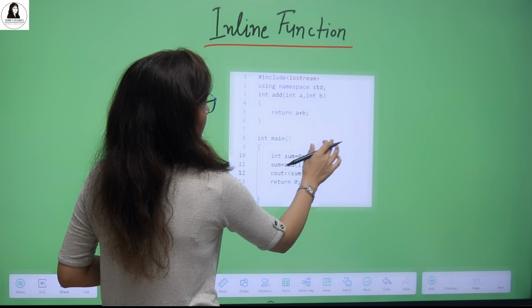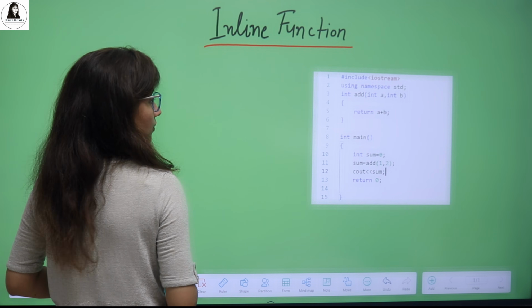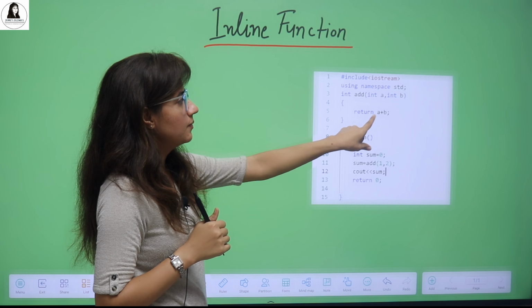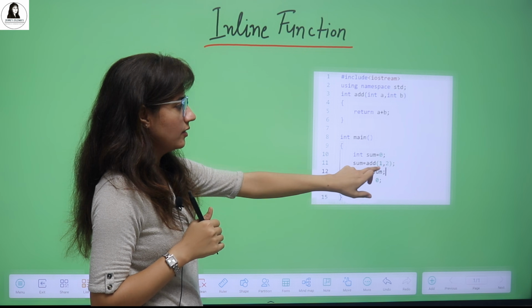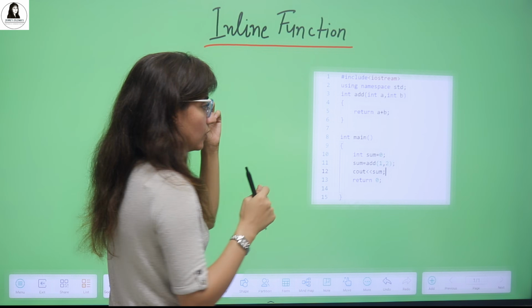We have this program, basically a small program. Here we are just adding two numbers. This is the function definition: add, with two parameters a and b, returning a plus b. And here we are calling this function add and passing parameters 1 and 2. What is happening behind the scenes, how does this function call actually work?